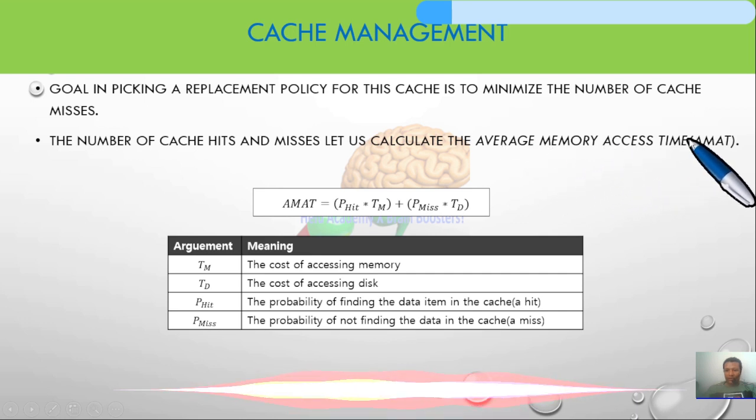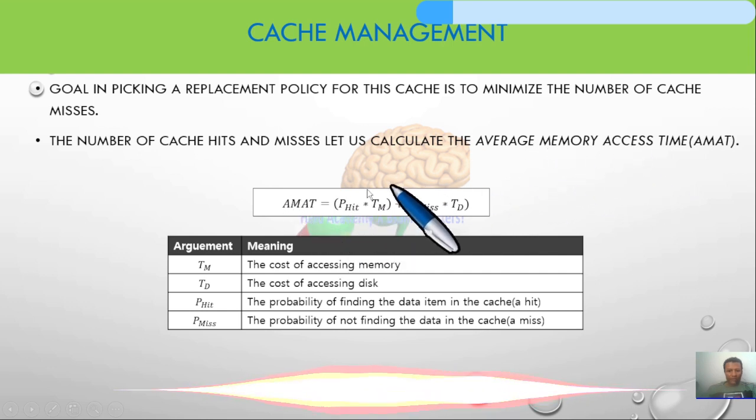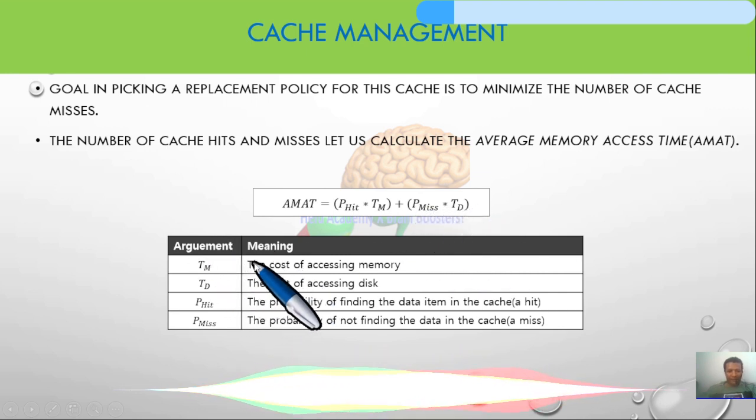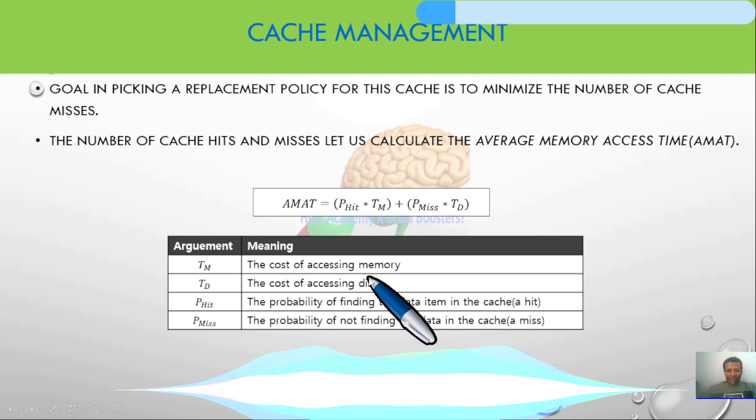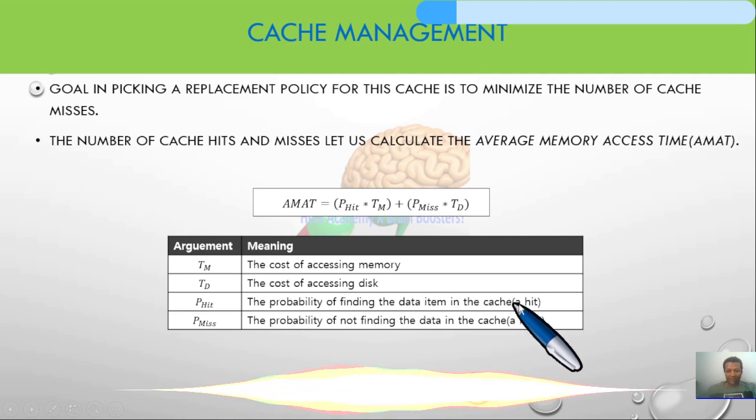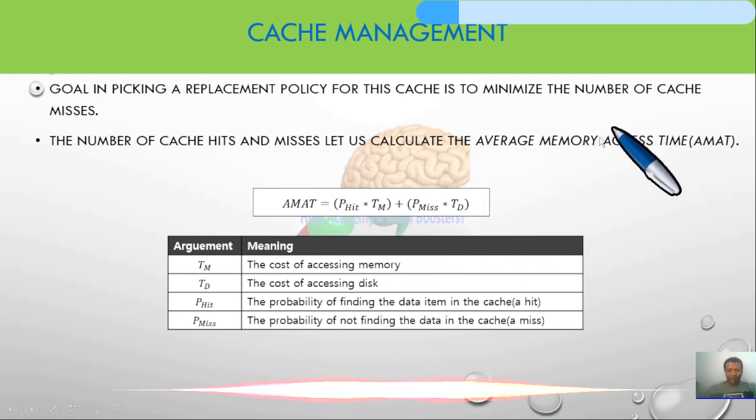This is the formula: average memory access time is P hit times Tm plus P miss times Td. Tm means the cost of accessing memory, Td means the cost of accessing disk, P hit means the probability of finding the data item in the cache, this is a hit, and P miss means the probability of not finding the data in the cache, this is a miss. If you use this formula, you can find the average memory access time.